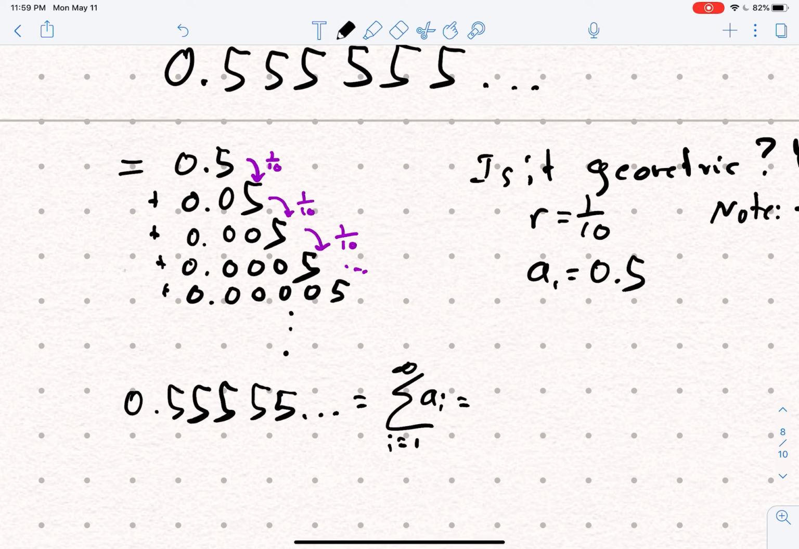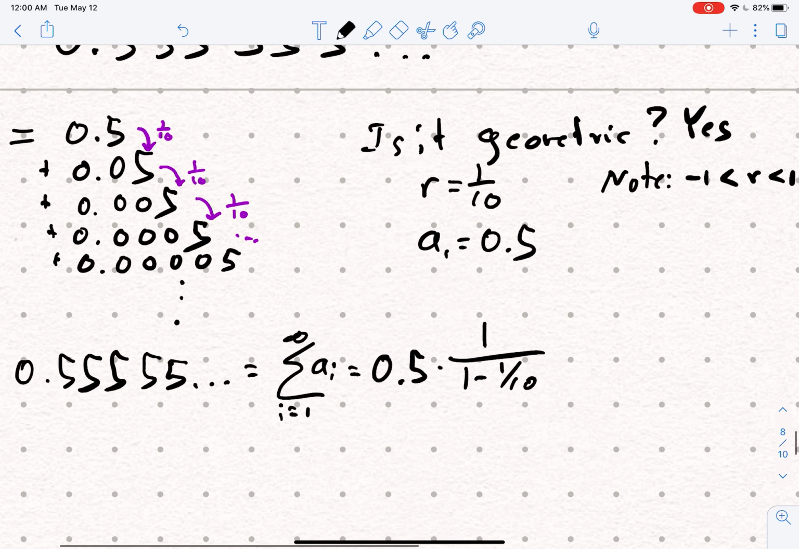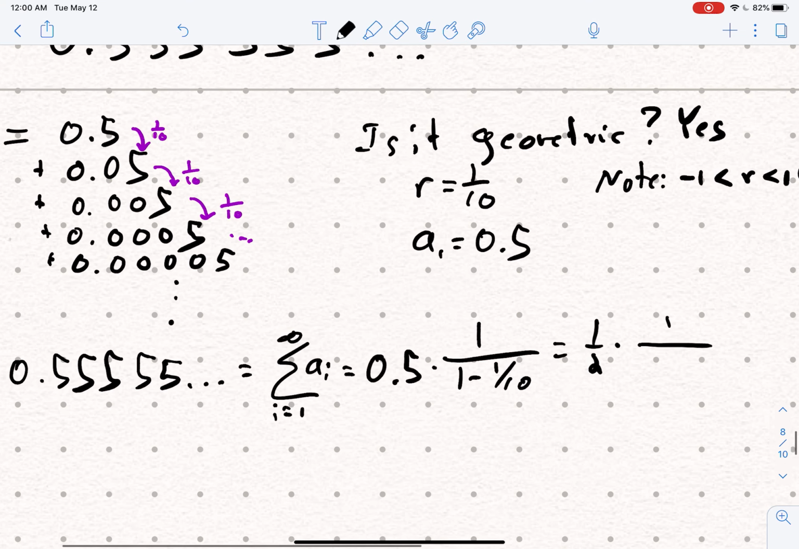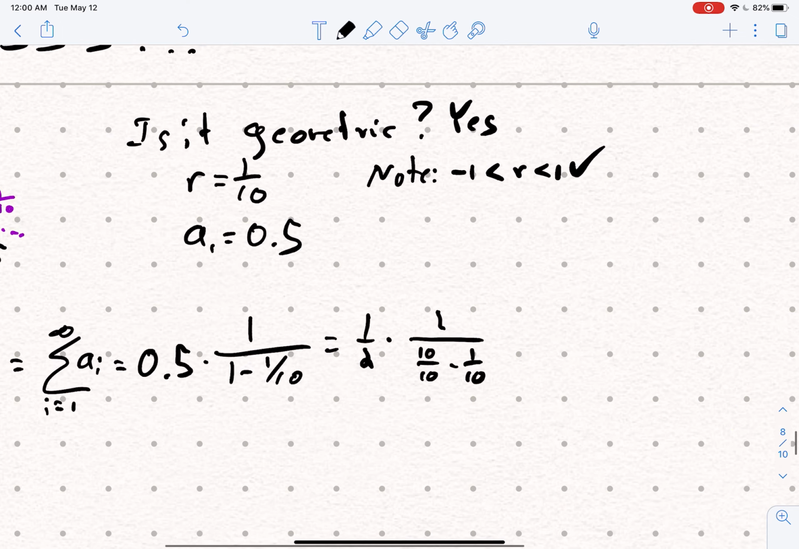So 0.5 times 1 over 1 minus 1/10. Now, I want to do the following things. The 0.5 in the front, I know that 0.5 is the same as a half, so I'm just going to replace that 0.5 with a half. And then here, I'm going to get this fraction. The top of the fraction is just 1. The bottom of the fraction, we need a common denominator. That's 10 over 10 minus 1 over 10. We still have a half out in front.